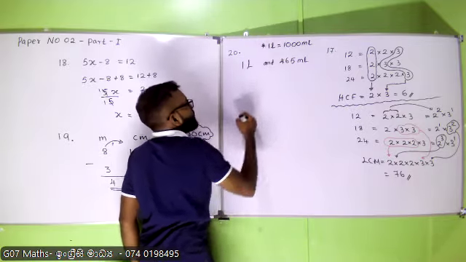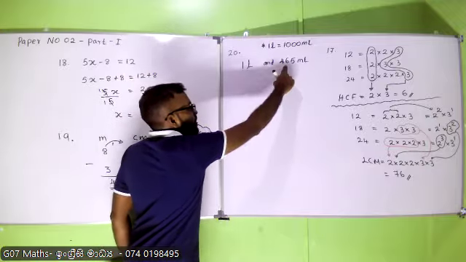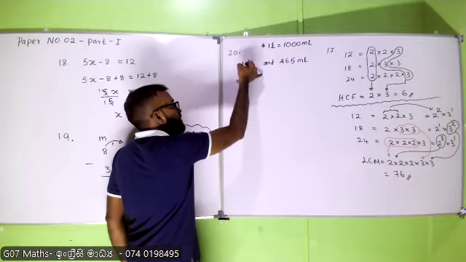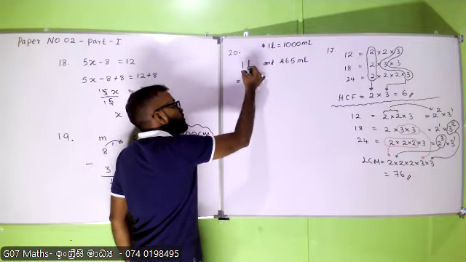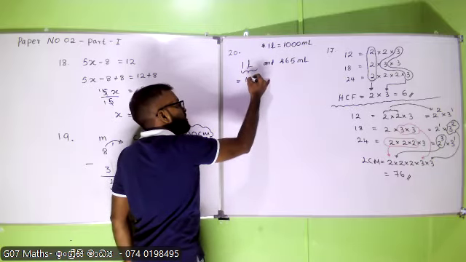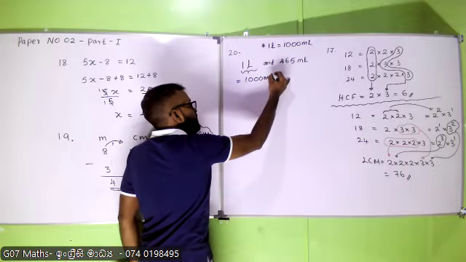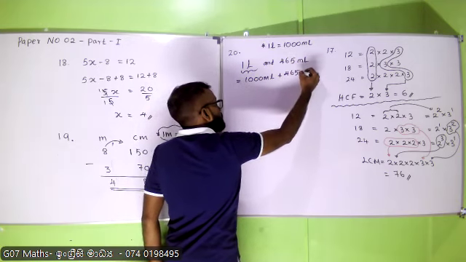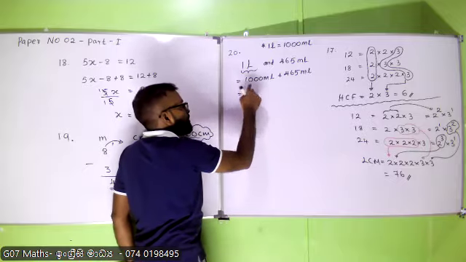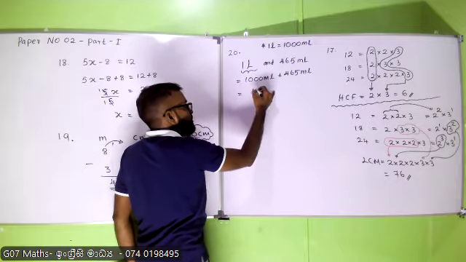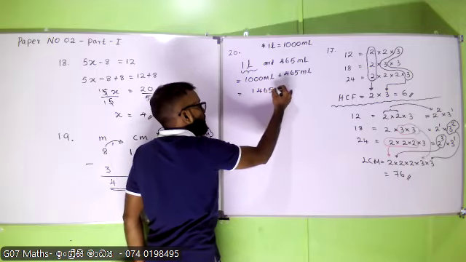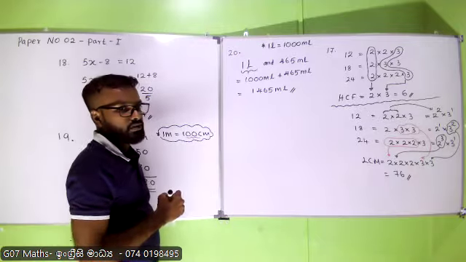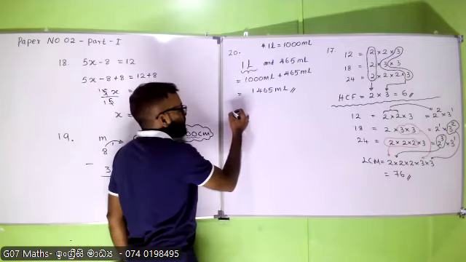So here we already have 465 milliliters, so we can convert this into milliliters. Here we have 1 liter. Instead of 1 liter, I will substitute 1000 milliliters and add to that 465 milliliters. So the total, 1000 plus 465, is 1465 milliliters. Yes, super. Then next one.